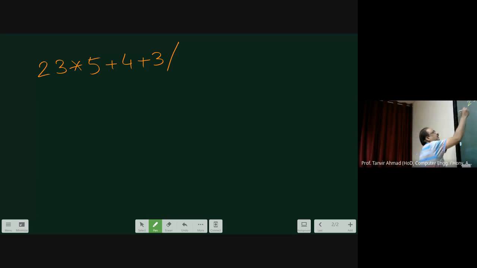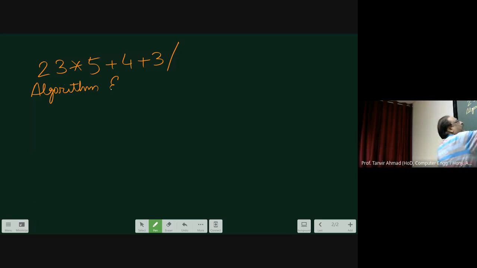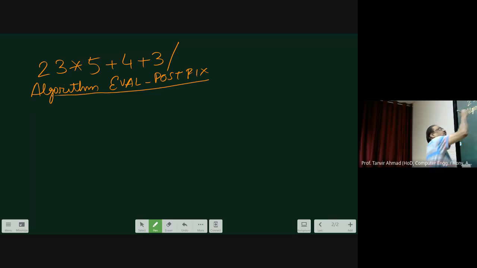Now the algorithm which I am going to do is algorithm evaluate postfix. This is the algorithm which I am going to do now. It is the algorithm evaluate postfix, and the evaluate postfix algorithm will take an expression in the postfix form.